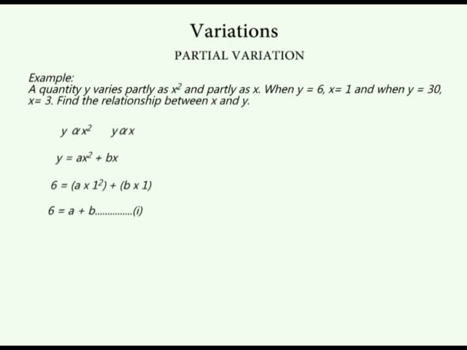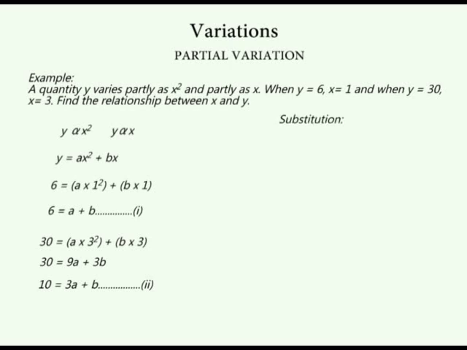Also, y is equal to 30 when x is 3. So 30 is equal to a times 3 squared plus b times 3. That gives us 30 is equal to 9a plus 3b. We can simplify that by dividing everything by 3. We shall get 10 is equal to 3a plus b. We call that equation 2. Equations 1 and 2 can be solved simultaneously to find a and b.